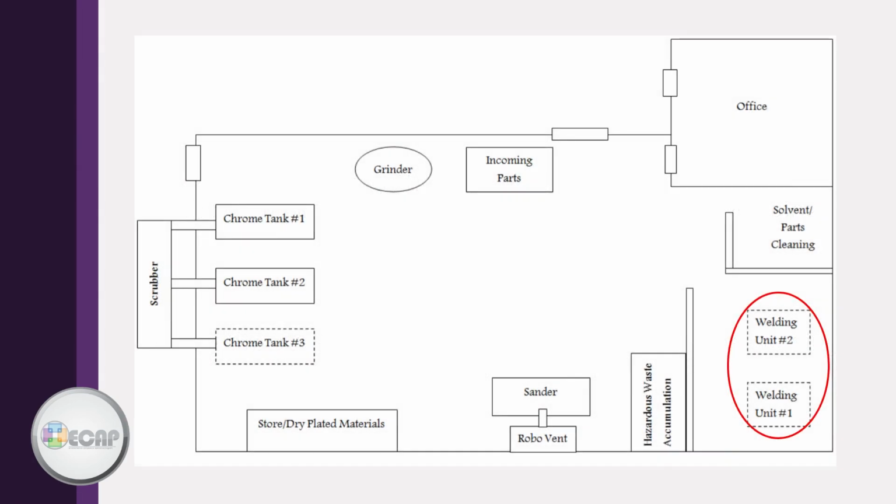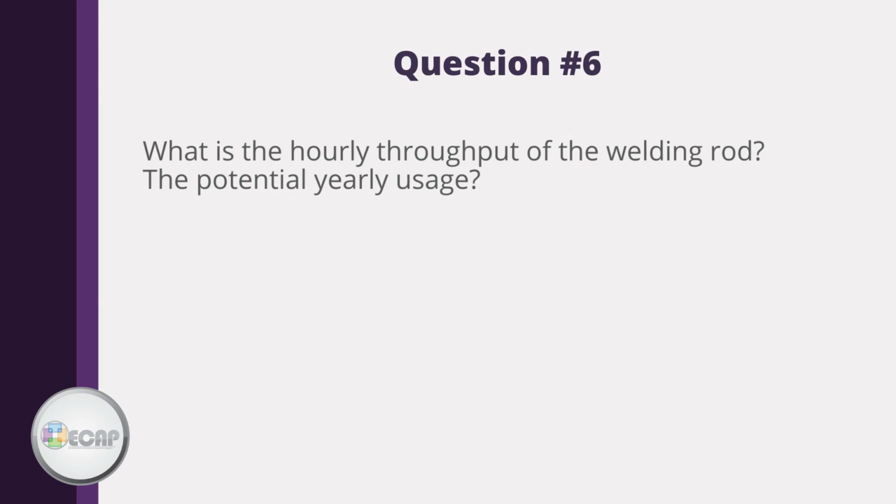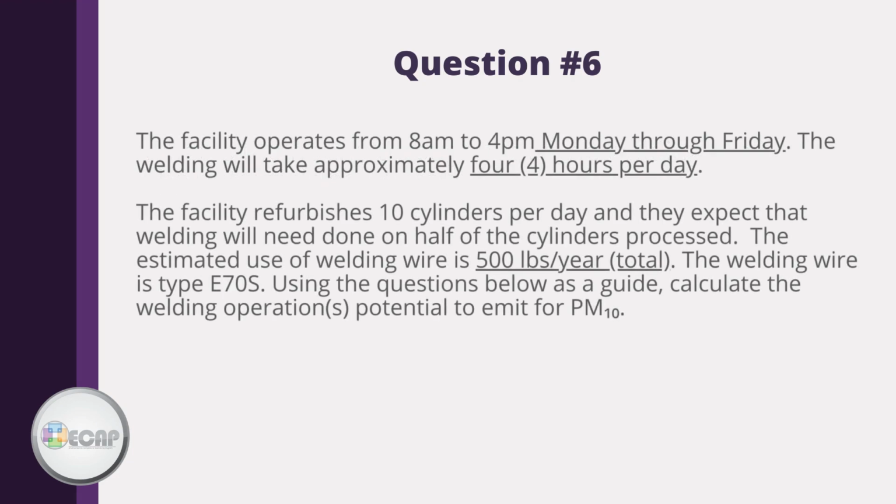As before, the facility layout is a great place to start. You can see here that the 2 new welding units have been added. From welding, the main source of emissions comes from the melting of the welding rod, or wire, being used. We will need to figure out how much they are using per hour and how much they could use in a year in a worst-case scenario. Since there is no set throughput in welding, we will have to calculate actual usage for the PTE calculations.